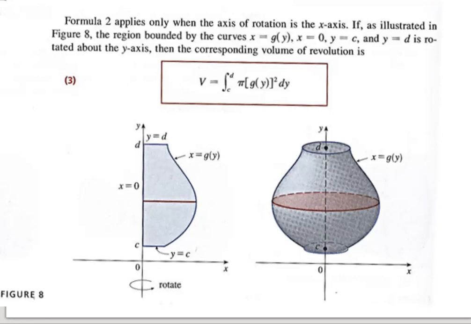Right. So if you have a function that you're going to rotate about the y-axis, the formula is a little different now. Notice here, we are integrating with respect to y, right? So you have to have a function of y. In other words, you have to have x equal to something, as you see here, x equals g(y). It's not a new formula, just a modified version, so that now you are integrating with respect to y.